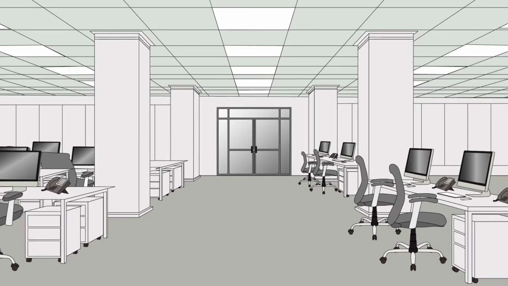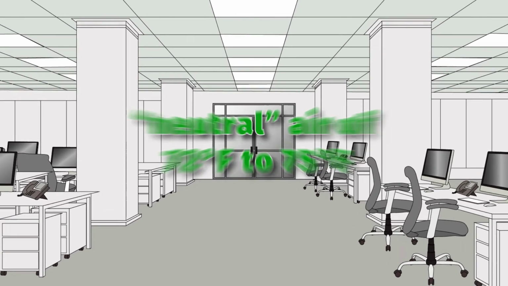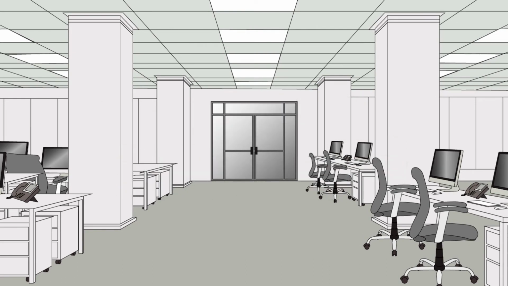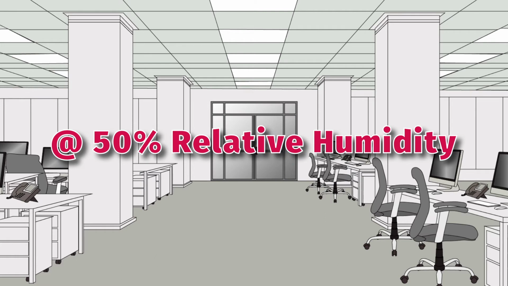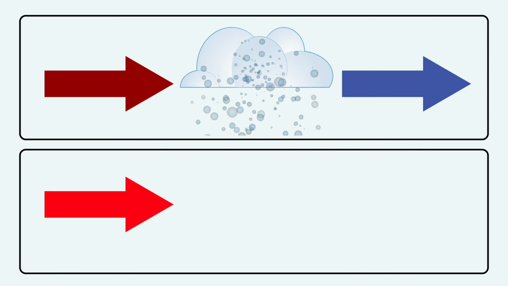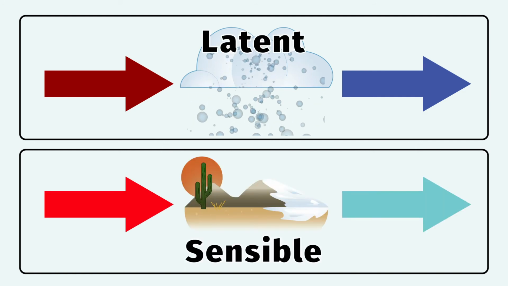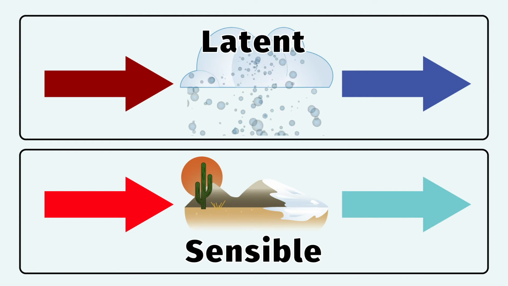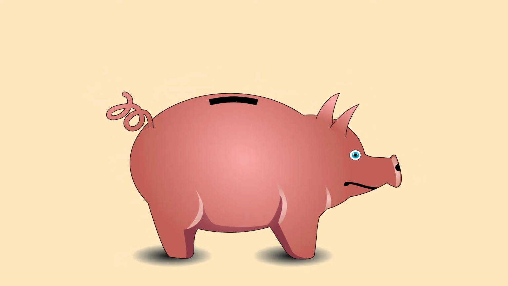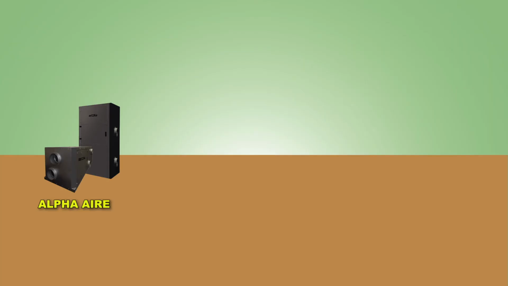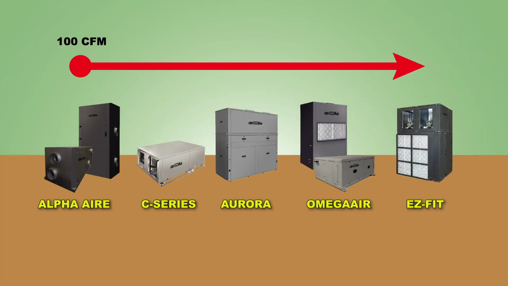Each unit handles the large latent ventilation load and delivers neutral air of 72 degrees Fahrenheit to 75 degrees Fahrenheit at 50% relative humidity. By separating the sensible load from the latent load, the unit will remove moisture from the primary source of fresh outside air. In fact, a DOAS unit lowers required HVAC capacity for heating and cooling while reducing annual energy consumption by 20 to 30%. United CoolAir produces DOAS units ranging from 100 to 25,000 CFM.